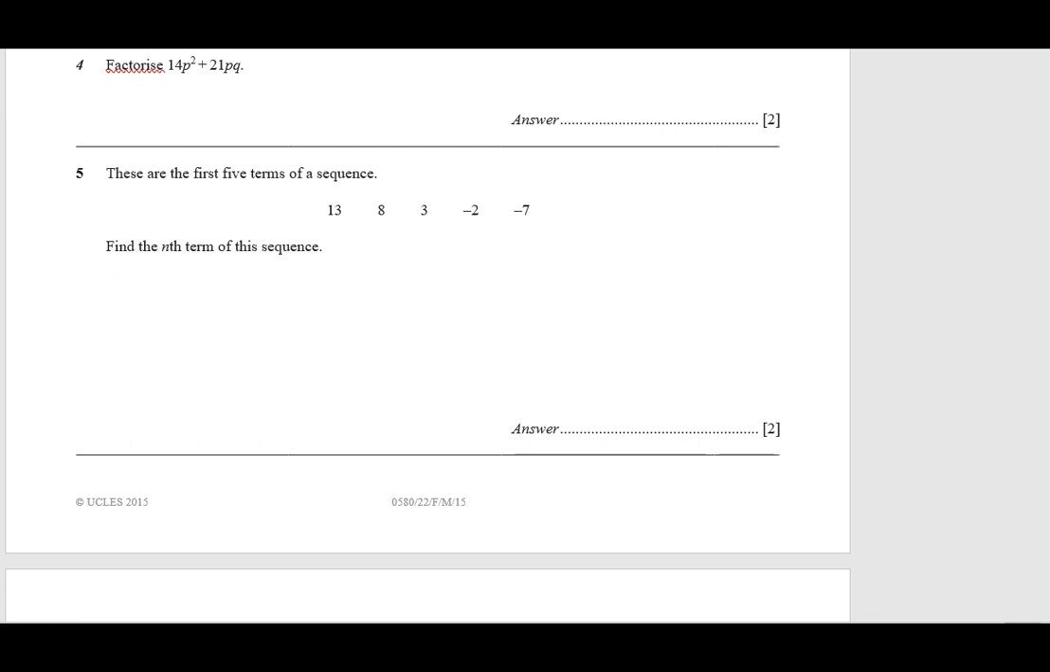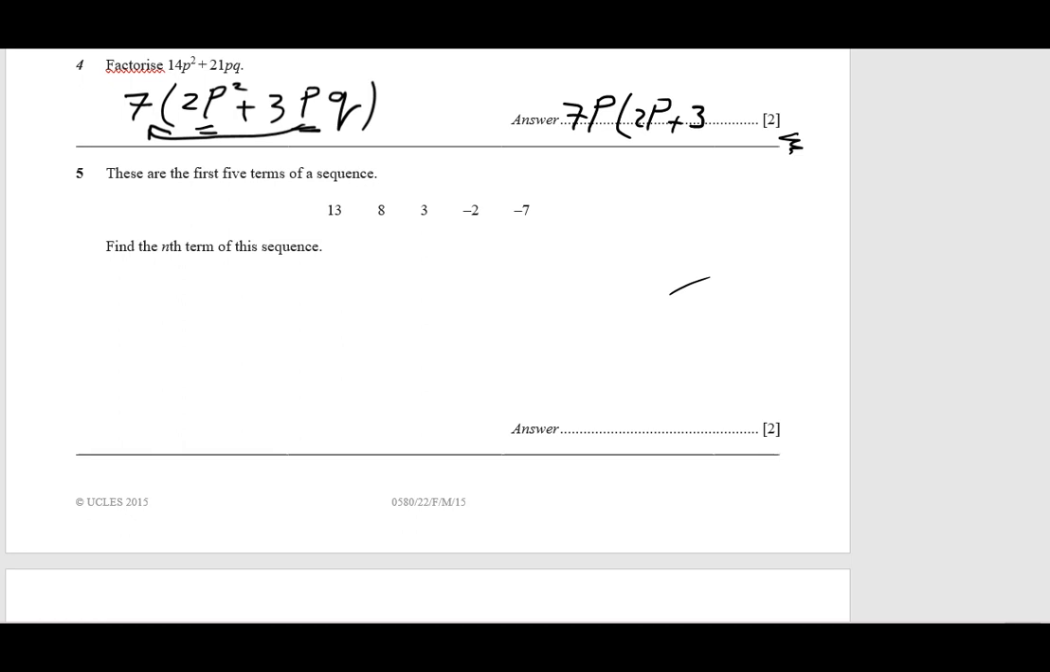Factorize 14b squared plus 21bq. Now, how many marks does he need? He needs two marks again. To start to factorize this, 14 and 21, it means 7. 7, 2b squared plus 3bq. This is b squared and this is b, so we can take this b outside. So the final answer will be 7b(2b plus 3q). This is your final answer. Now you will take the two marks.